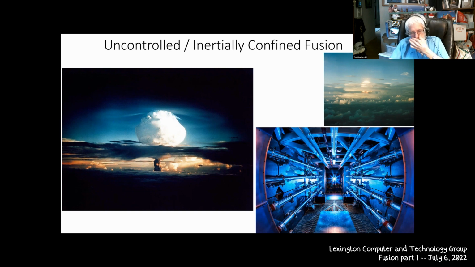This recent explosion that occurred in Tonga in the Pacific because of a volcanic explosion was comparable in scale to that. On a much smaller scale this is the National Ignition Facility at Lawrence Livermore. There are 192 laser beams that come together and crush a little target pellet and produce a very small amount of fusion by comparison.